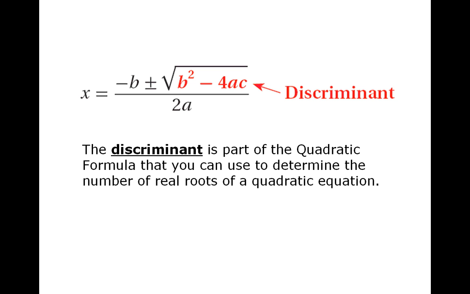So, in the quadratic formula, underneath the radical, there is the b squared minus 4ac, and that is called the discriminant. The discriminant is part of the quadratic formula, and you can use it to determine the number of real roots of a quadratic equation. So you can figure out, just by looking at that, how many solutions and what type we're going to have.